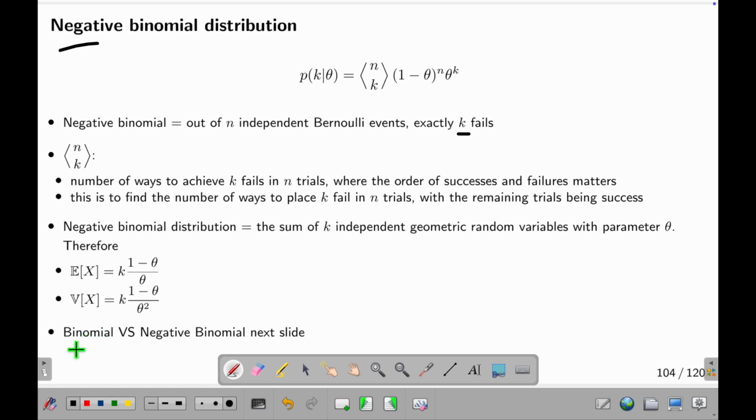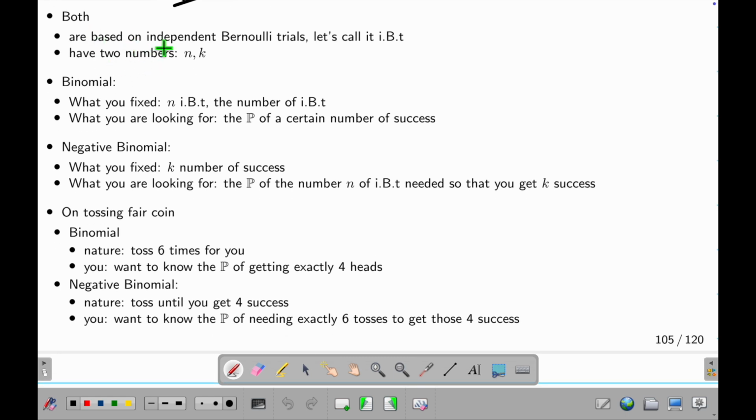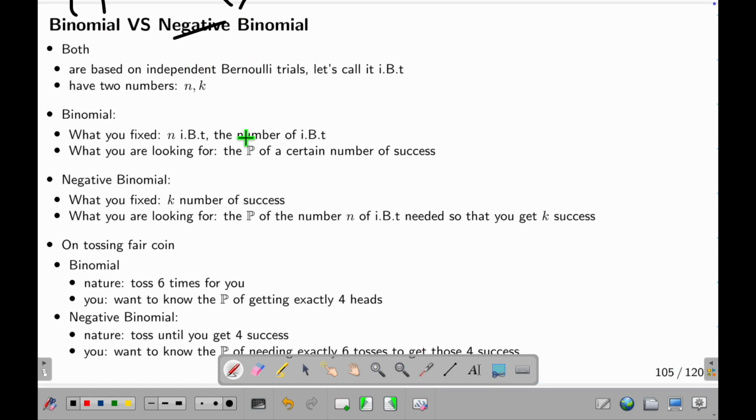Then you may wonder, isn't fail just the opposite of success? Why can't I just use this as binomial? Because they are different. What's the difference between binomial and negative binomial? What's the same thing? What's the different thing? The same thing is both are about independent Bernoulli trials. I call it IBT. Both of them have two numbers, n and k, and both of them are Bernoulli. Then what is different?